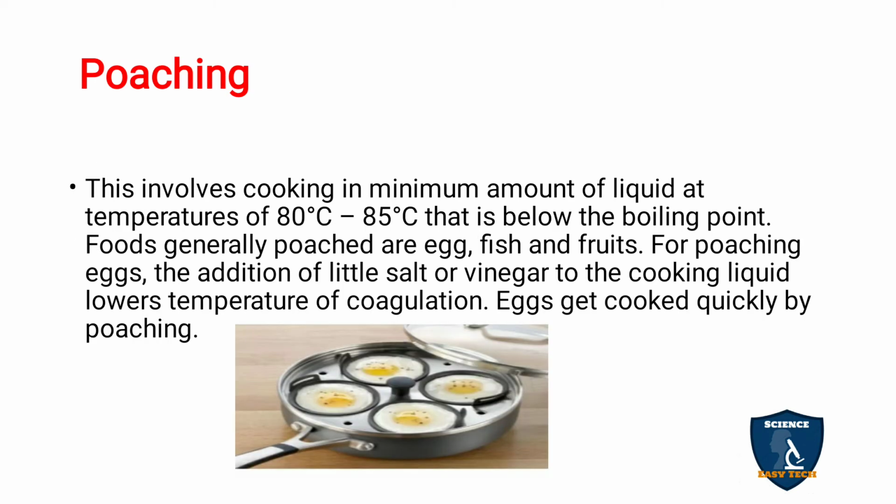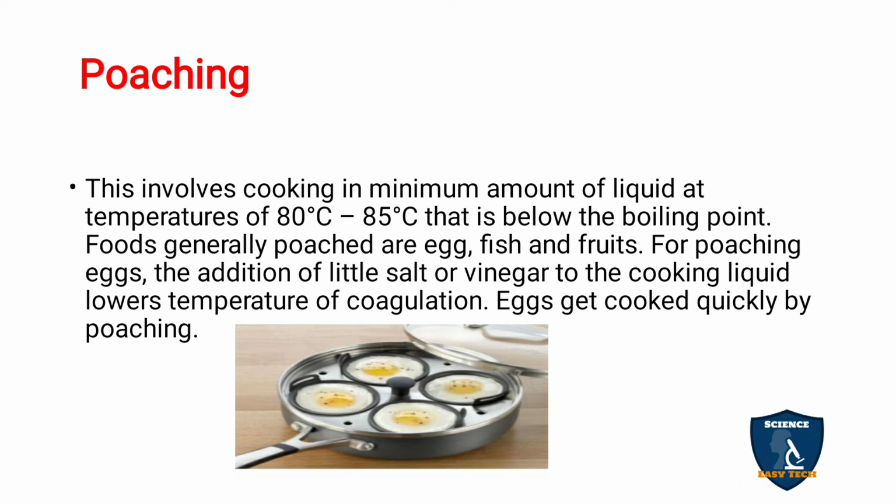Next is poaching. This involves cooking in a minimum amount of liquid at a temperature of 80 to 85 degrees centigrade. So you are using only a minimal amount of liquid, which is below the boiling point, that is 80 to 85 degrees centigrade. Foods generally that are poached are egg, fish and fruits. So egg is a very good example for poaching.